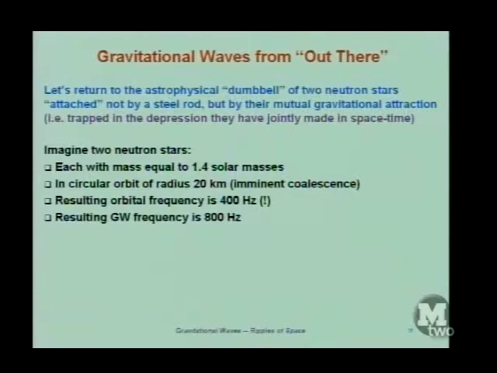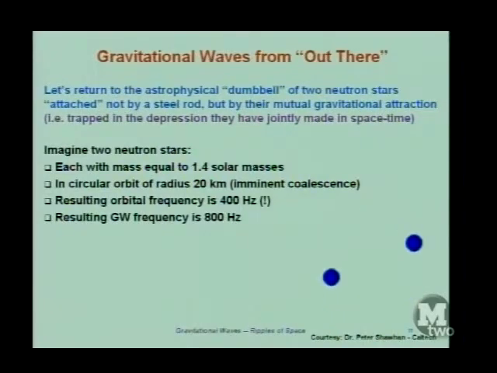So let's imagine 2 neutron stars. Each has a mass of 1.4 solar masses. That's the nominal mass we expect for neutron stars. They're in a circular orbit of radius 20 kilometers, so they're just about to collide. They're at the very end of that in-spiral I talked about earlier. The resulting orbital frequency is 400 hertz. So you have 2 stars heavier than the sun orbiting each other at 400 hertz. It's a violent process. And the resulting gravitational wave frequency is 800 hertz.